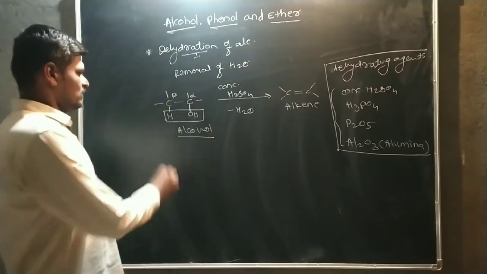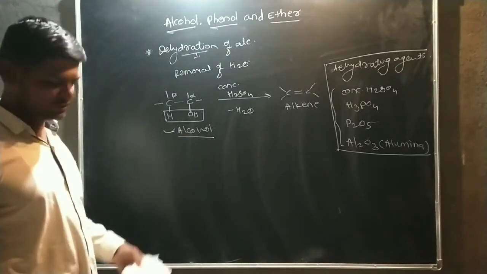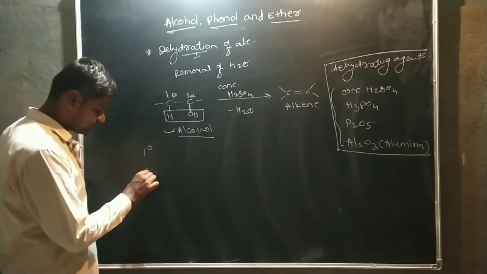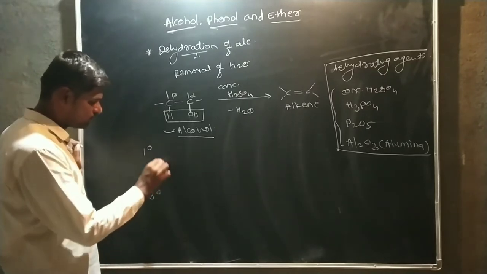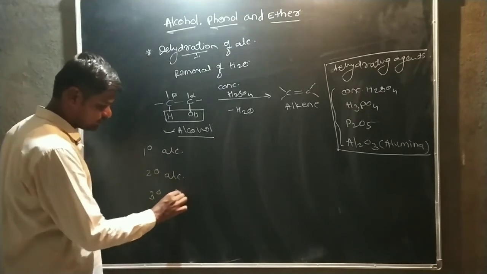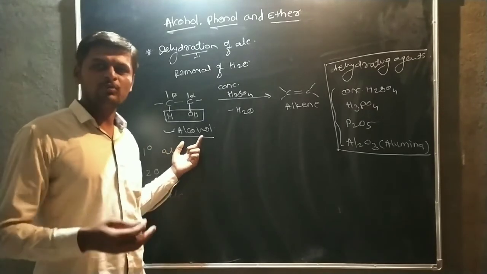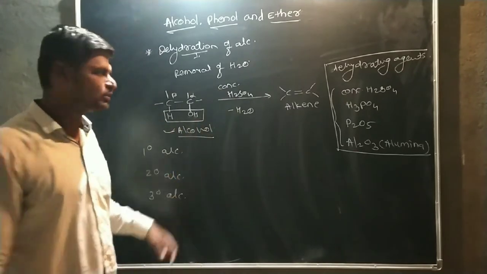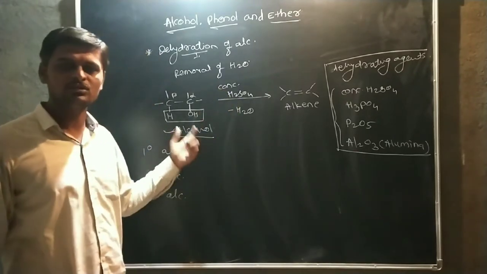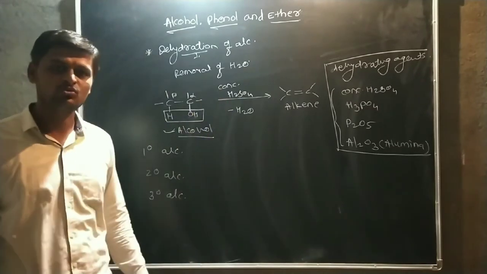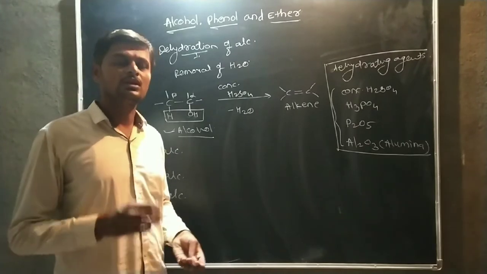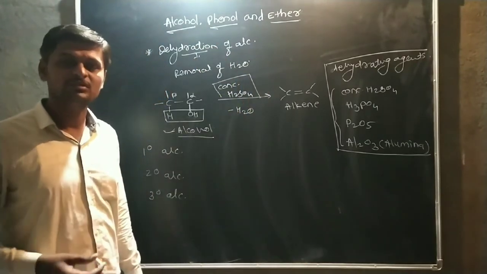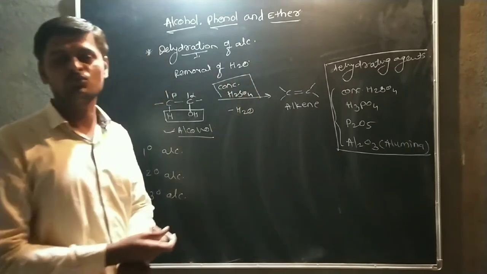But now we move towards the alcohol. Alcohol is of three types: primary alcohol, secondary alcohol, and tertiary alcohol. Primary alcohol undergoes dehydration using concentrated H2SO4, secondary alcohol undergoes dehydration using concentrated H2SO4, and tertiary alcohol also undergoes dehydration using concentrated H2SO4. If the type of alcohol changes, then the concentration of H2SO4 changes.